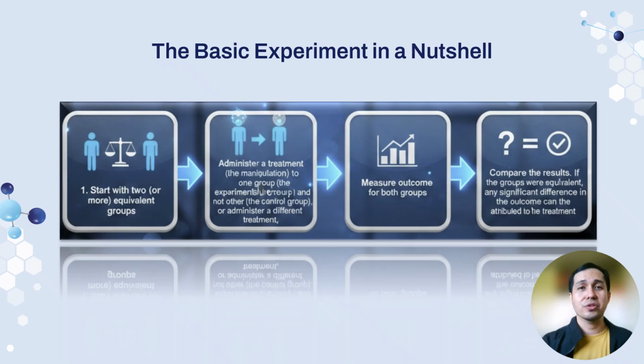First, we start with two or more groups that are as equivalent as possible. Second, we administer a treatment, your manipulation, to one group called the experimental group, and withhold it or provide a different condition to the other, the control group. Third, you measure the outcome for both groups. Fourth, we compare the results. If the groups were truly equivalent at the start, any significant difference in the outcome can be attributed to the one thing that was different between them, the treatment. This simple logic is the foundation of all experimental design.